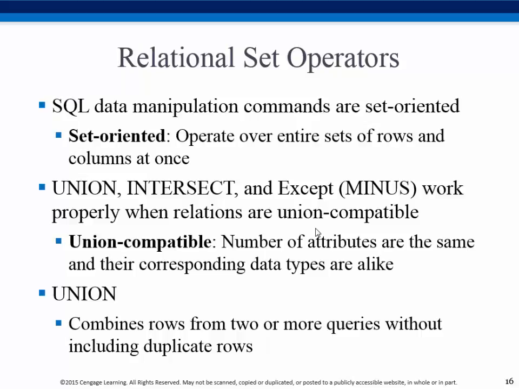All right, relational set operators. SQL data manipulation commands are set-oriented; they operate over entire sets of rows and columns at once. Your UNION, INTERSECT, and EXCEPT (MINUS) work properly when relations are union compatible. Union compatible means the number of attributes is the same and their corresponding data types are alike. So they have to have the same number of columns, and the data types for these columns have to match up. A UNION combines rows from two or more queries without including duplicate rows.